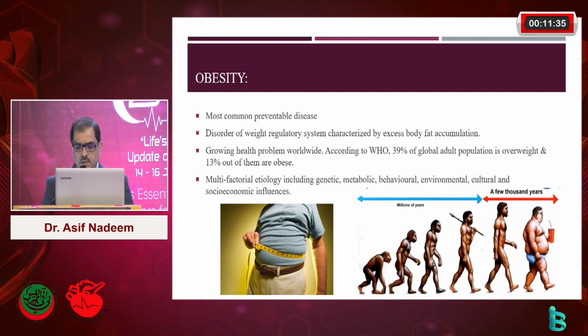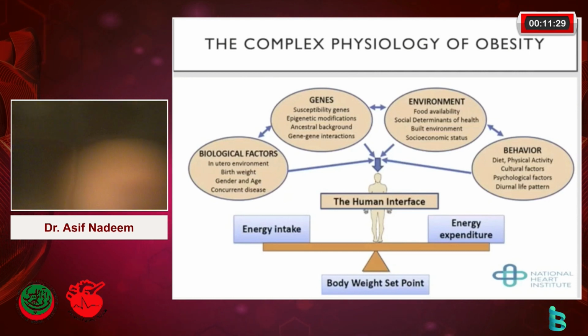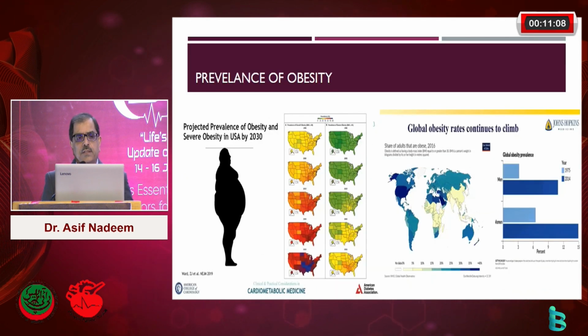So it has multiple etiologies like biological factors, genetic factors, environmental factors, and behavioral factors, how someone approaches his meals. Is he more friendly to vegetables and fruits, or is he taking pizzas and burgers? And then the body has a set point where it tries to maintain its weight.